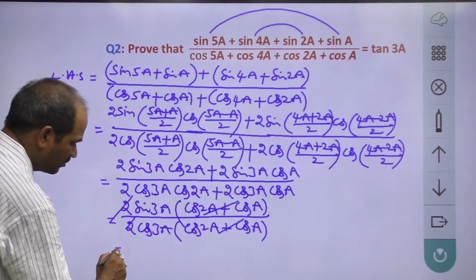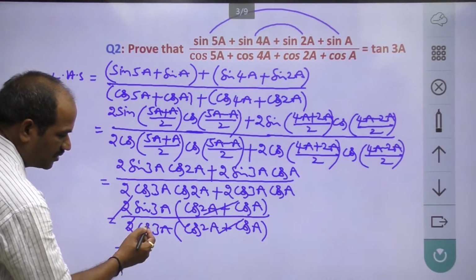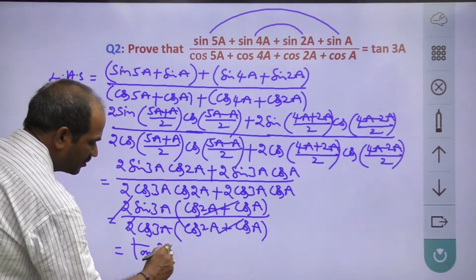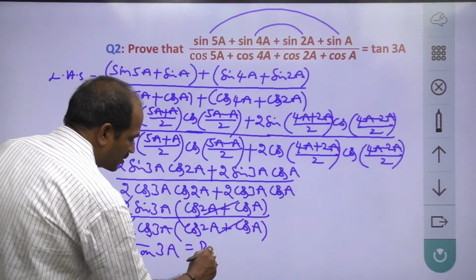Next, that is equal to sin 3a by cos 3a. So that is equal to tan of 3a. That is equal to the RHS value.